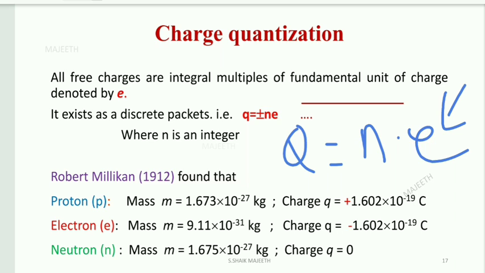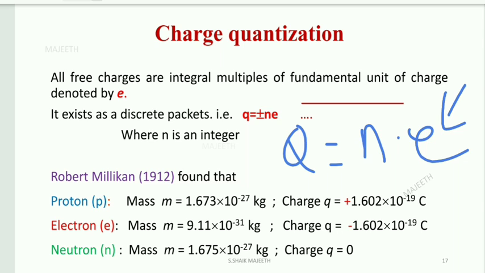Fundamental unit of charge means the smallest amount of charge. n is an integer. It may vary from minus infinity to plus infinity. It may take any value, right? So they asked what is the smallest unit of charge. Then they concluded through experiments that the charge on the electron is minus e and the charge on the proton is plus e. This they found after many experiments by many scientists. So the charge on the electron is minus e, the charge on the proton is plus e. Clear? So e is the fundamental unit of charge.